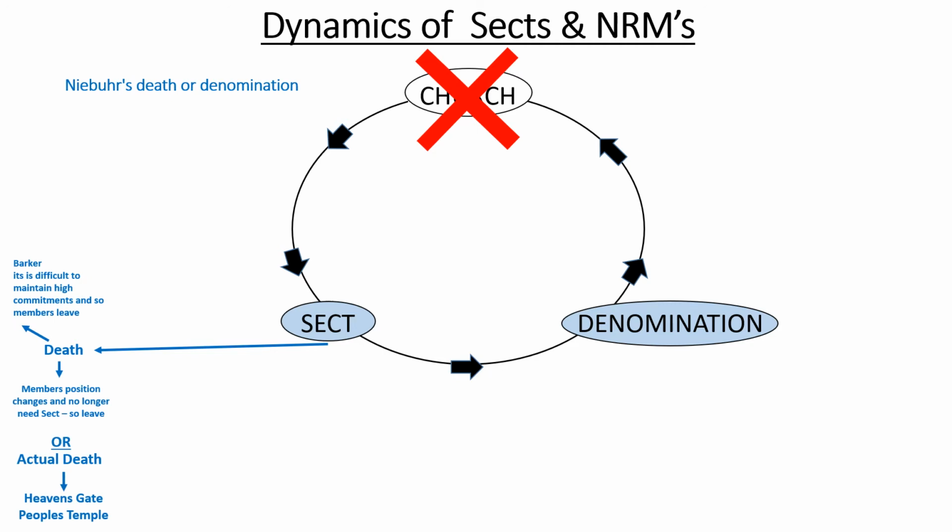So Barker talked about how it might be difficult for members to maintain high commitments, and members leave. They can't maintain those high level commitments, and it doesn't fit with their life, so they choose to leave the sect. Members may change their position. They've joined because they lack status and wealth, and they don't feel they have a purpose. They achieve their goals and they leave the religion. So it's kind of, if it's too successful. Or actual death is the other option.